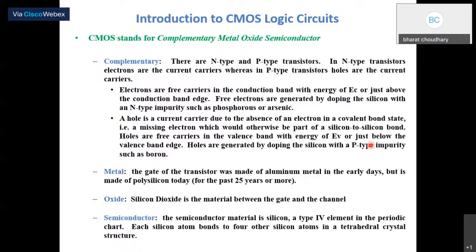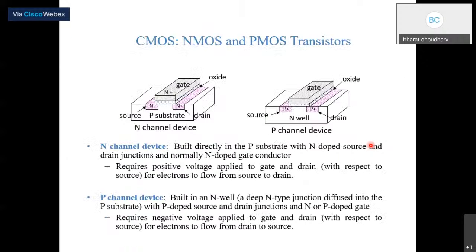And the semiconductor, as you all are aware, is silicon, the most regularly used semiconductor in such types of devices. It is a group 4 element in the periodic chart. Each silicon atom bonds to four other silicon atoms in the tetrahedral crystal structure, as you all studied in your earlier engineering classes. So now CMOS comprises two types of structure, NMOS and PMOS.